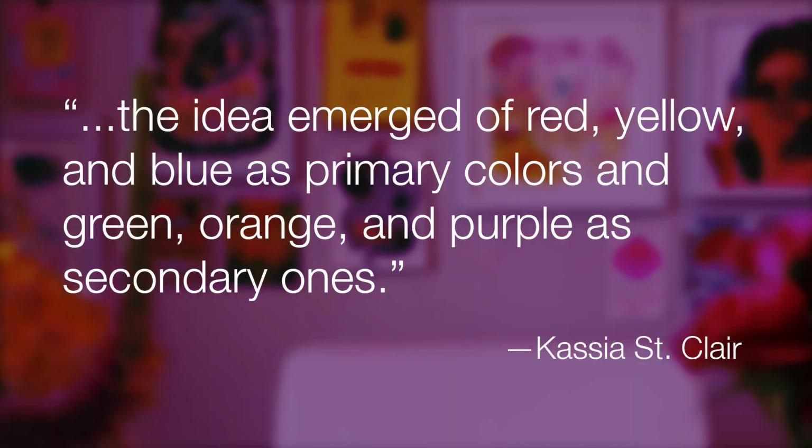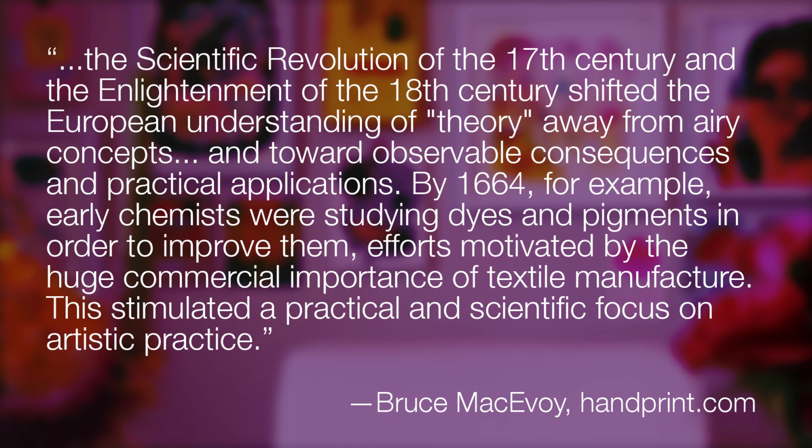This anti-color mixing phenomenon didn't last forever though, thank God, and by the 17th century, the idea emerged of red, yellow, and blue as primary colors, and green, orange, and purple as secondary ones. This is because the scientific revolution of the 17th century and the Enlightenment of the 18th century shifted the European understanding of theory away from airy concepts and toward observable consequences and practical applications. By 1664, for example, early chemists were studying dyes and pigments in order to improve them, efforts motivated by the huge commercial importance of the textile manufacturers. This stimulated a practical and scientific focus on artistic practice.